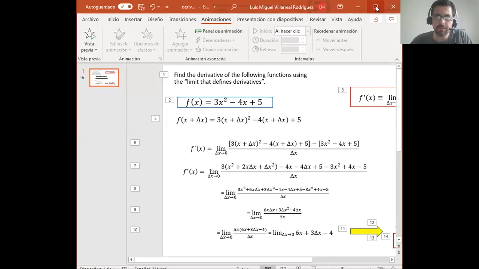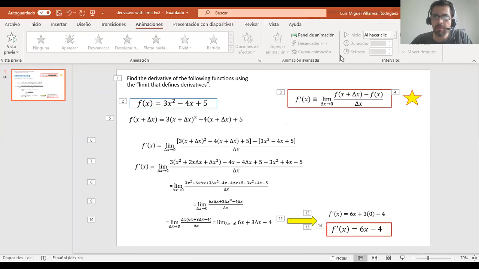Hello, good morning. We are now going to find another derivative using limits. In this case, it's going to be the derivative of a quadratic function using the limit that defines derivatives.